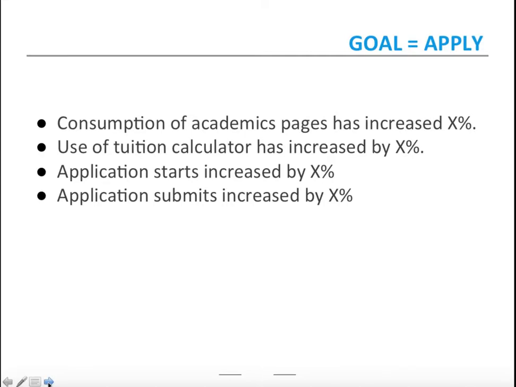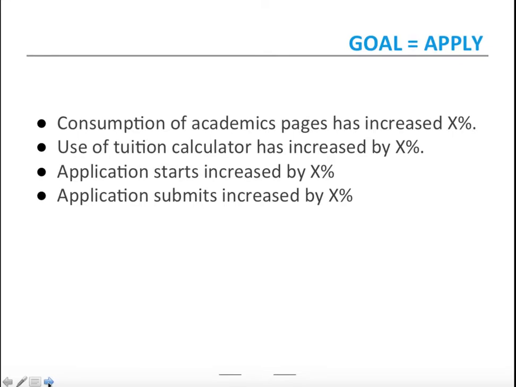We maybe will measure the consumption of the academics pages. Have those increased? Because again, thinking about our micro goals, people need to read about the school or the program before they'll potentially want to apply. Use of that tuition calculator, your tuition estimate, has increased by X. And then the obvious ones, application starts and application submits.